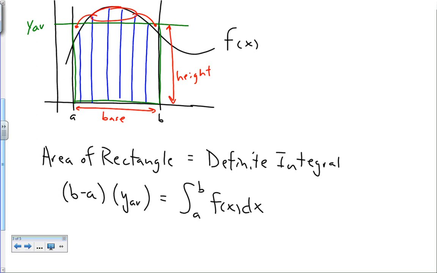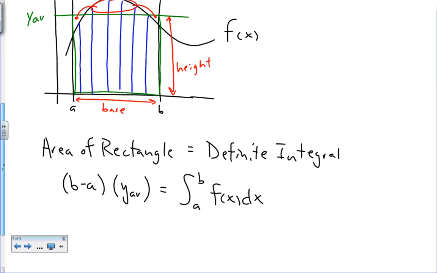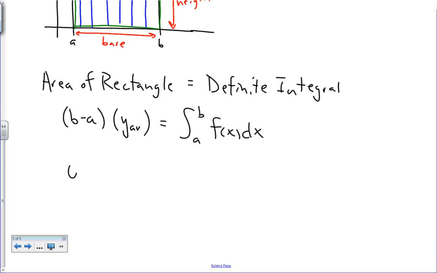And if I want to solve for the average y value, just divide by b minus a. So I end up with y sub AV is equal to 1 over b minus a times the integral from a to b of f of x dx. There is our average value of a function. All right.